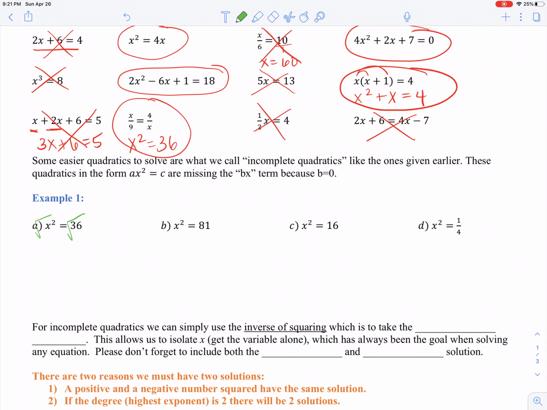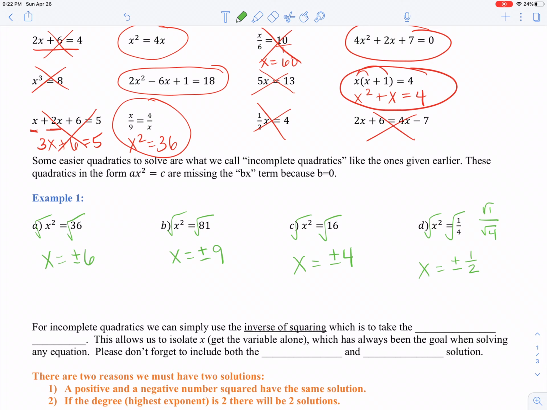And when I take the square root of both sides, it's extremely important that you remember that it's not just positive 6 that will make this equation true, but negative 6 also. A second degree equation should have two solutions. When I take the square root of both sides here, x is equal to positive and negative 9. When I take the square root of each side here, I get that x is equal to positive and negative 4. When I take the square root of x squared on both sides here, I get x is equal to positive or negative the square root of 1/4, which is 1 over 2, because the square root of 1 is 1 and the square root of 4 is 2.